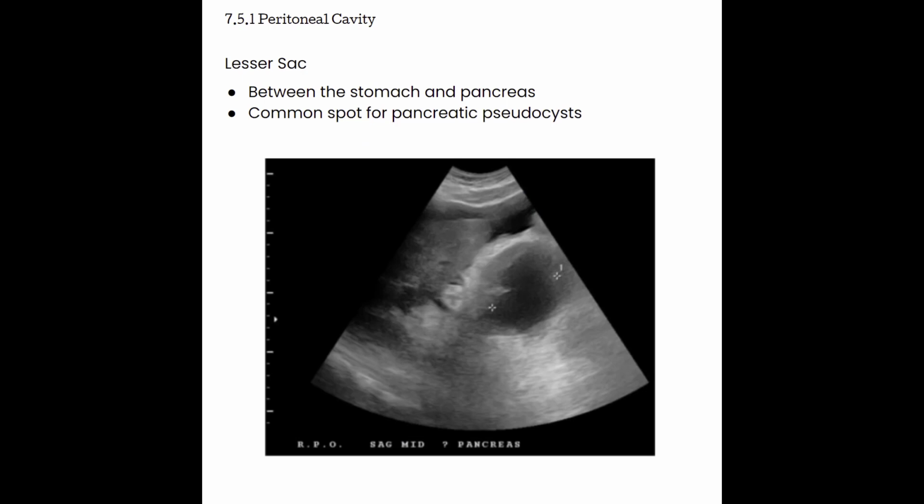Remember, the lesser sac is accessible through the epiploic foramen or the foramen of Winslow and is located between the stomach and the pancreas. And because of its location near the pancreas, this ends up being a very common space for what we call pseudocysts to form. The pseudocyst is a bunch of pancreatic enzymes that is kind of collected into one area due to pancreatitis.